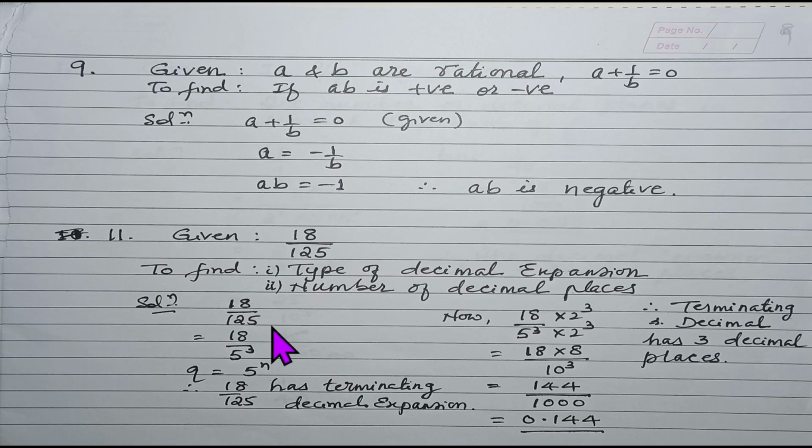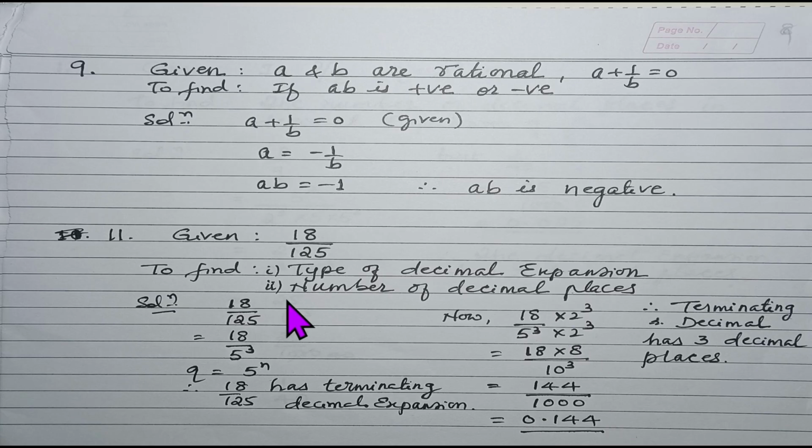Now to find out the number of decimal places, it's very simple again. We have got 18 by 125, we have got 18 by 5 cube. Now convert this 5 cube into 10 cube. So for that, what I have to multiply is 2 cube, both in the numerator and the denominator. So it is 18 into 2 cube, 5 cube into 2 cube. 18 into 2 cube becomes 18 into 8, 5 cube into 2 cube becomes 10 cube. 18 into 8 becomes 144, 10 cube is 1000. So divide 144 by 1000, after 3 decimal places put a decimal point, so 0.144. So therefore the decimal expansion has 3 decimal places. So please remember that it has got 3 decimal places.